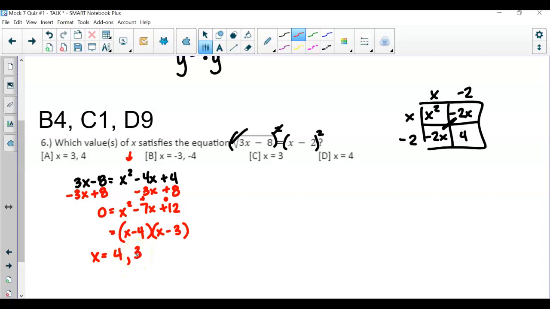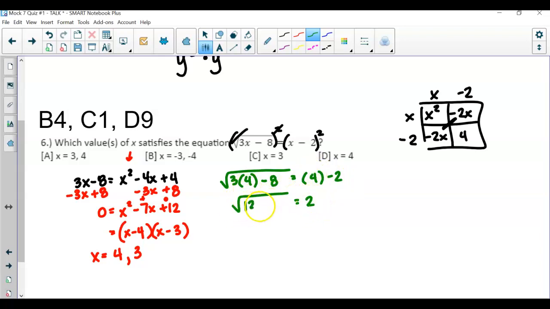But again, when squaring, we need to check to see if either is extraneous. So I'm going to plug in. Let's start with 4. The square root of 3 times 4, minus 8, is equal to x, or again, 4 minus 2. Here, 4 minus 2 is 2, so far so good.